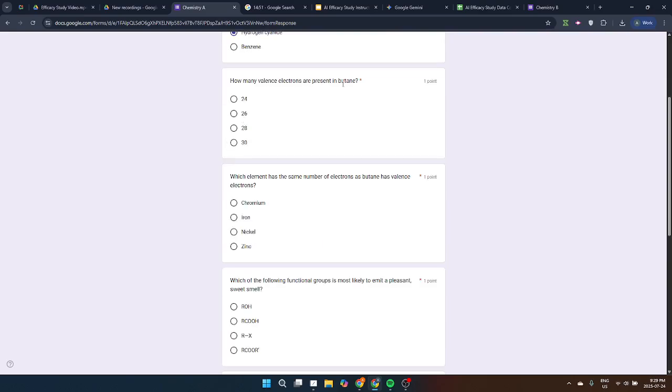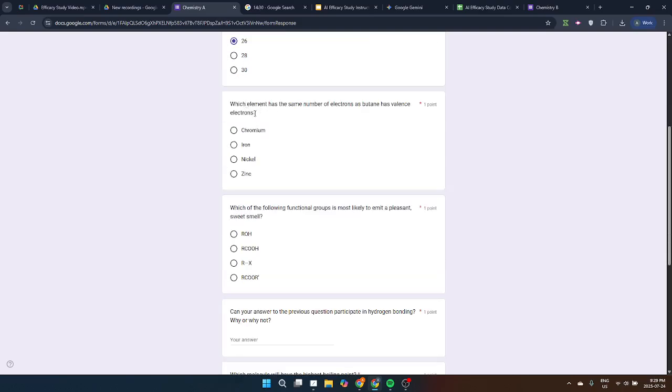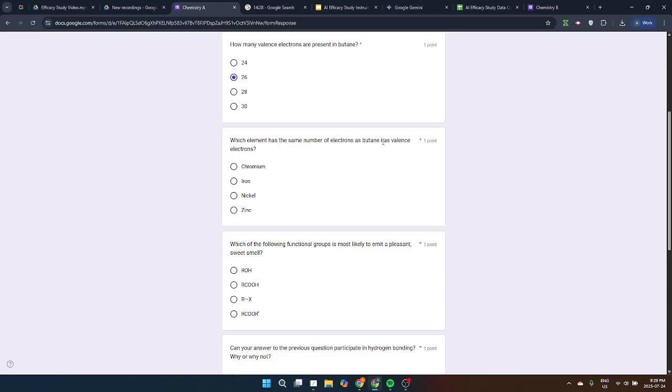Valence electrons in butane. So butane has 4 carbons. 6 times 4, 24. Plus 2 is 26. Let's just verify it. Butane's chemical formula is C4H10. So 4 times 4, 16 plus 10 hydrogen is 26 indeed, so 26. Which element has the same number of electrons as butane has valence electrons?